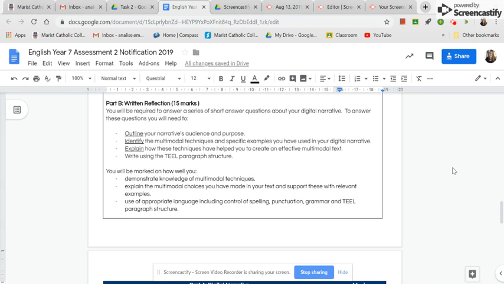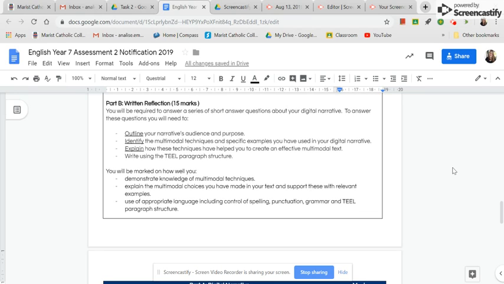1, outline your narrative's audience and purpose. So you need to know, firstly, your story, and then who it was aimed at and why. Why did you tell that story the way you did? The second thing is you need to be able to identify the multimodal techniques and specific examples you have used in your digital narrative. So that may be things like, I used a sound effect, and the specific example of the sound effect I used was the sound of a bell ringing.